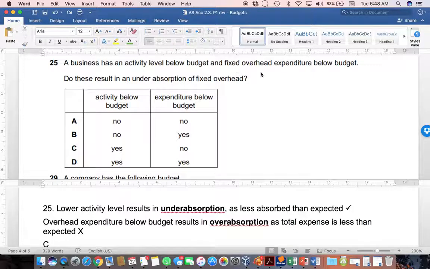However, your fixed overhead expenditure was below budget. And in this case, what it means is that your actual cost was lower than what was expected, and therefore this would result in over-absorption because it means that your absorption rate is higher than what you actually needed it to be. And so the answer for the overhead expenditure would be no. So we're looking for an option that has yes for lower activity levels and no for overhead expenditure. In other words, we will choose C.